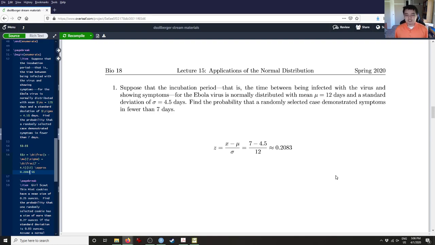So what would happen with the z-score is that we would get a z-score of approximately 0.2083. Now, looking at the task at hand, I want to figure out the probability that the incubation period is fewer than 7.